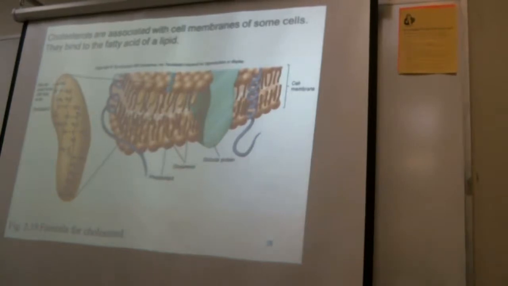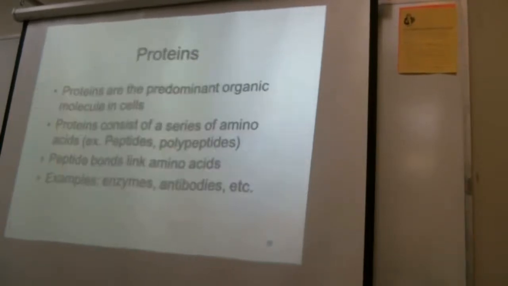And that is also part of the cell membrane, and it helps to stabilize the cell membrane, makes it a little more firm. Remember that membrane is very flowy. It does help to make it a little more firm. And those are the 3 types of lipids.